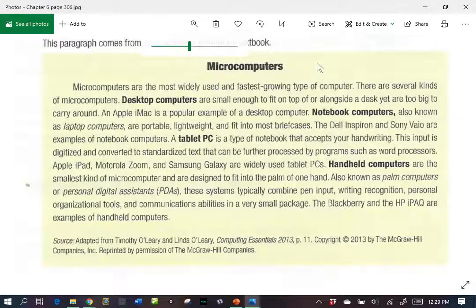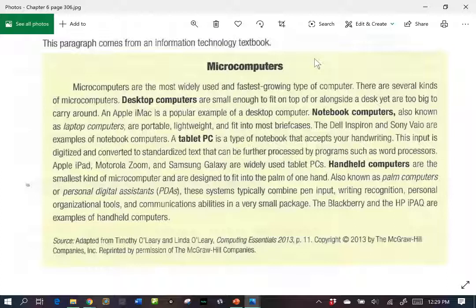Now, as we look at this, it's got a title and it's got words in bold. Those can help us determine our topic and what we're talking about in this paragraph. It reads, microcomputers are the most widely used and fastest growing type of computer. There are several kinds of microcomputers. Desktop computers are small enough to fit on top of or alongside a desk, yet are too big to carry around. An Apple iMac is a popular example of a desktop computer.